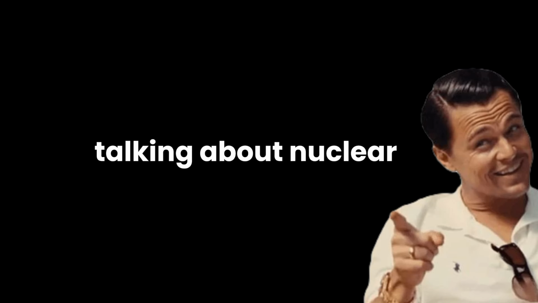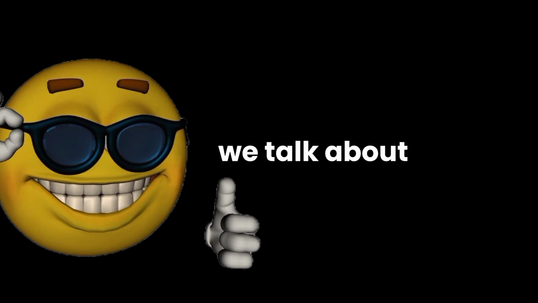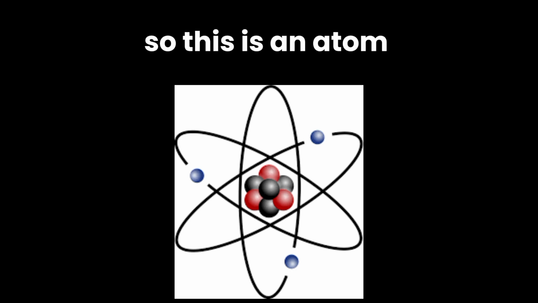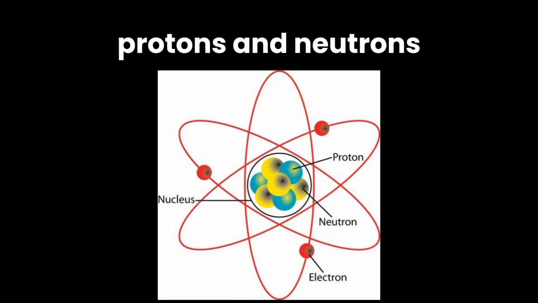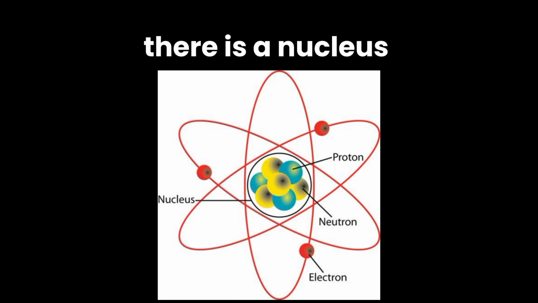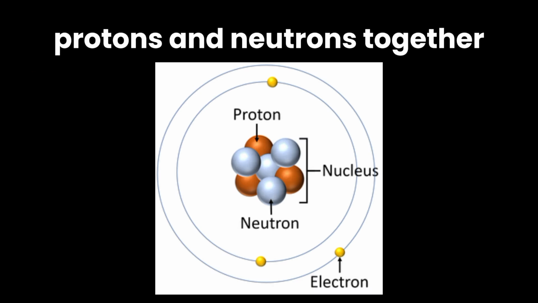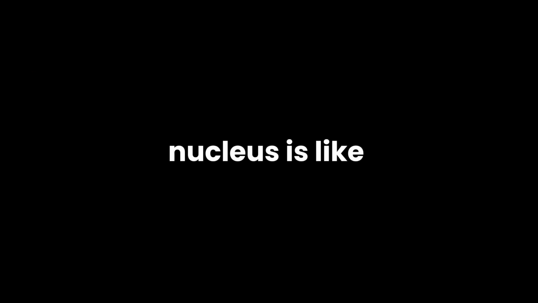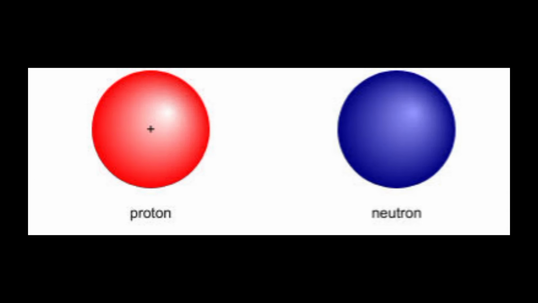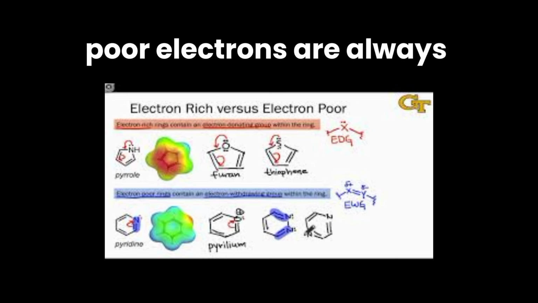By the way, talking about nuclear, I think it's the best time we talk about nuclear physics. So this is an atom, which is made up of electrons, protons, and neutrons in the center. There is a nucleus, you know, that tiny thing in the center that holds protons and neutrons together. The nucleus is like the VIP section of an atom. Only protons and neutrons are allowed in. Electrons? They have to stay outside in the electron cloud. Poor electrons are always left out.